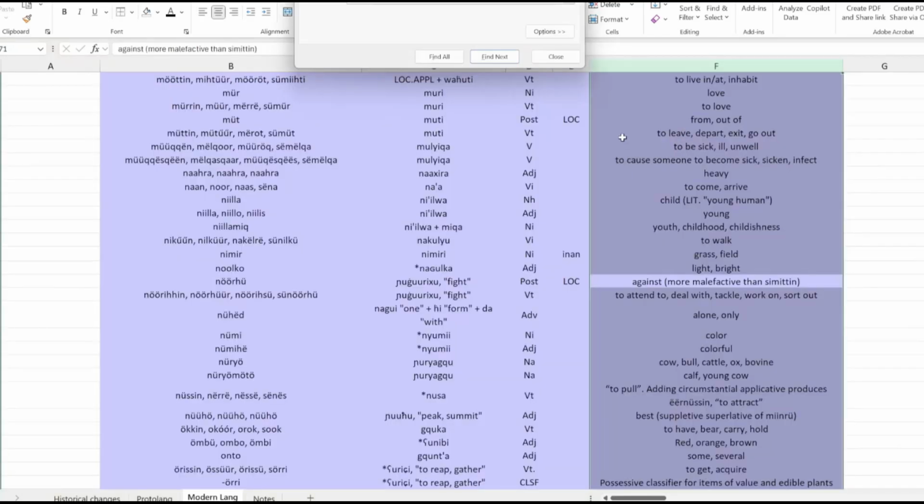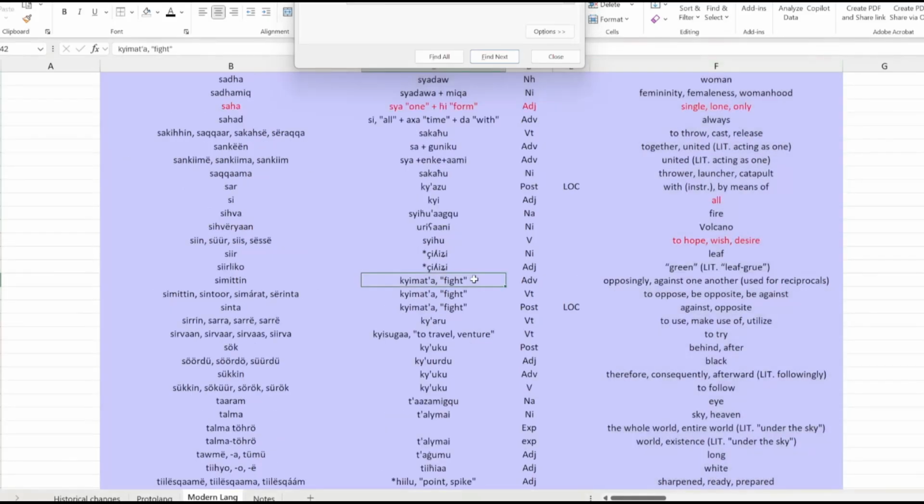It occurs to me that we could use a word like against for a concessive meaning, which is, although. And I'd forgotten this, we actually have two different words for against. One that comes from an old word that means to fight, which I've specifically stated is the more malefactive word, whereas simitin, which we're using for the reciprocal, just has a more general sense of oppositeness. I think this one works slightly better.